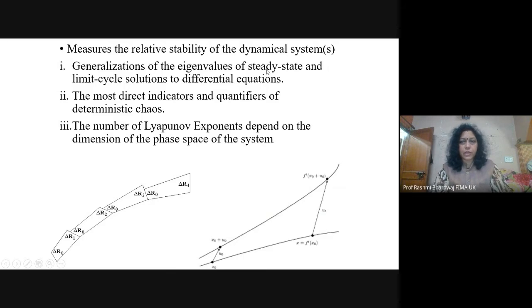So it is a generalization of the eigenvalue of steady state and limit cycle solutions of differential equations. It is the most direct indicator and quantifier of deterministic chaos. The number of Lyapunov exponents depends on the dimension of the phase space of the system. Basically, at each set of vectors, you are finding the change. Initially this is delta R naught, the initial value. Then after the first step you get delta R1, then delta R2, delta R3, and so on. If they are coming closer, then you say it is a stable system. But if they are moving apart, then it is showing instability in the system.